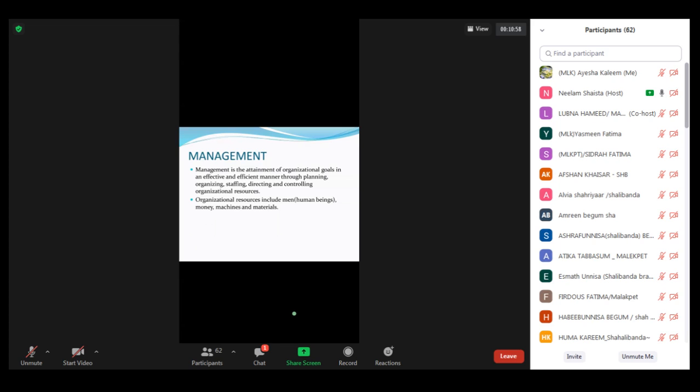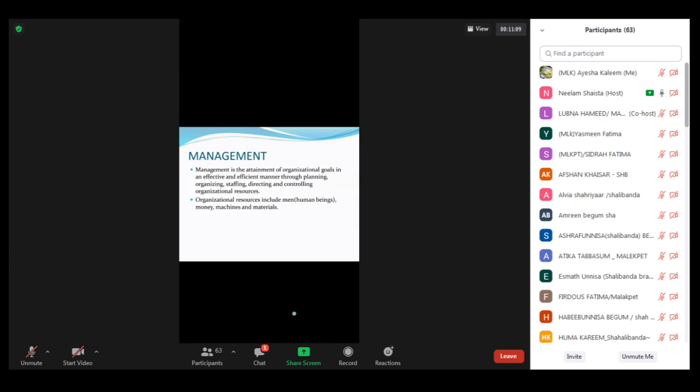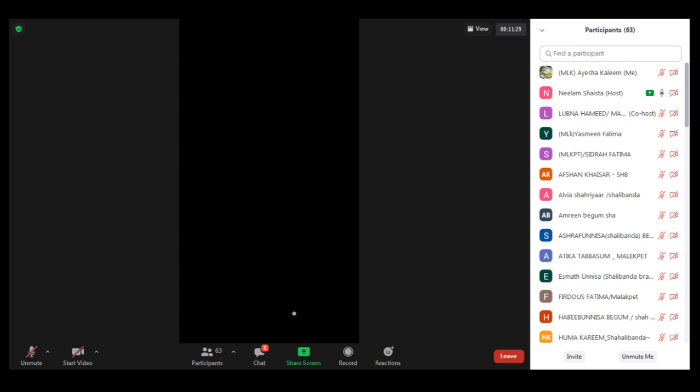Organizational resources include men, human beings, money, machines, and materials. Resources for an organization include what? It includes your men, the working men, your employees. And the next are money, machines, and materials. It is about how you will implement these organizational resources in the attainment of goals. So this is the definition of management.